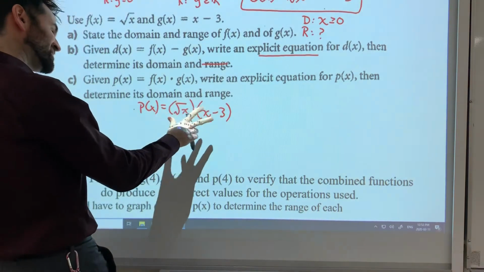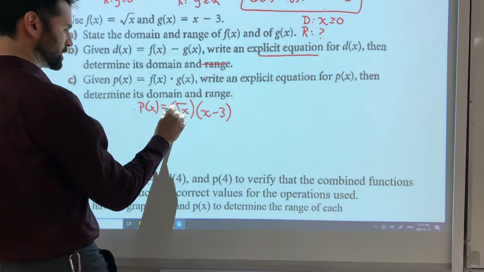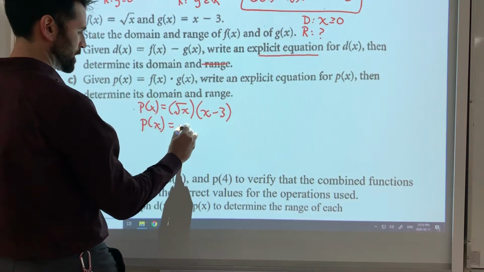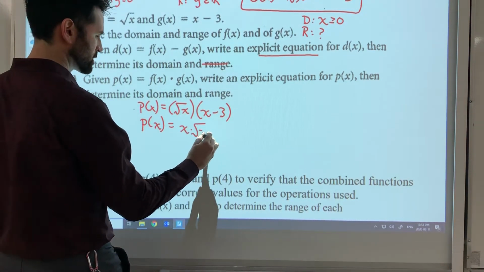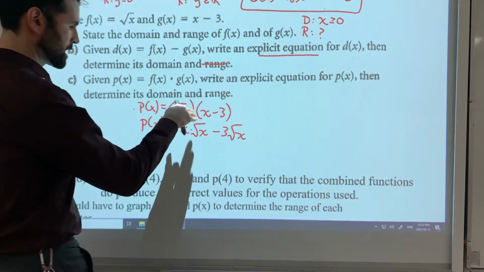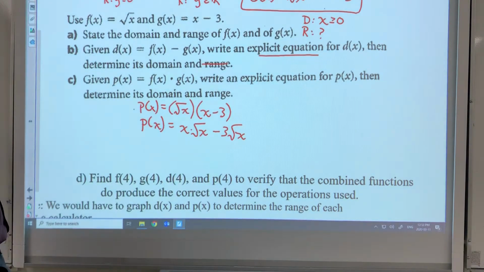You can leave it like this potentially. You could distribute the square root of x into the brackets, so I'm just going to go ahead and do that. So I would have x times the square root of x, and then minus 3 square root x. Either answer would be fine. This one might be a bit better.